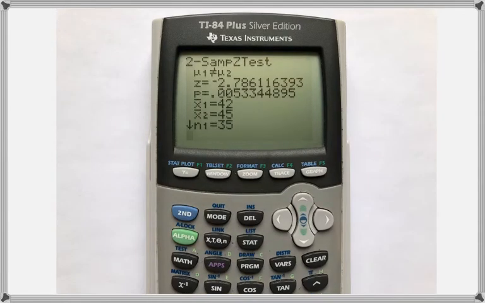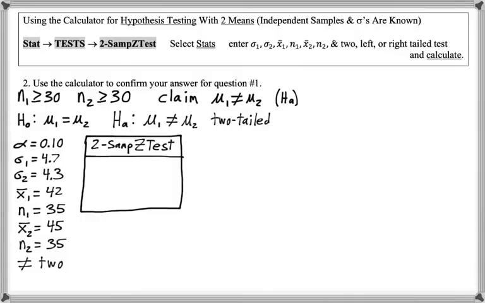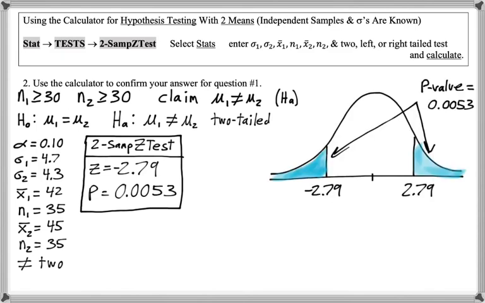So the z-value is negative 2.79 and the p-value is 0.0053. And those are the same values that we found on question 1. So the picture looks like this.